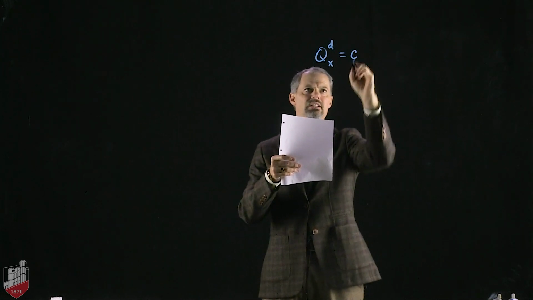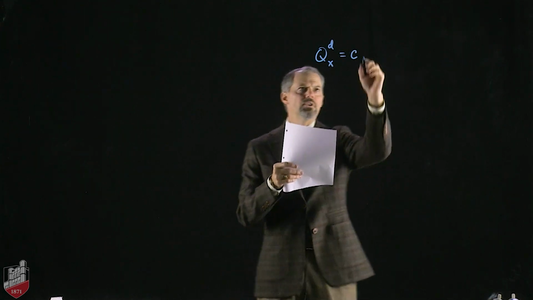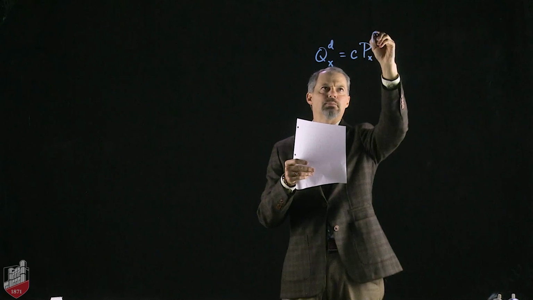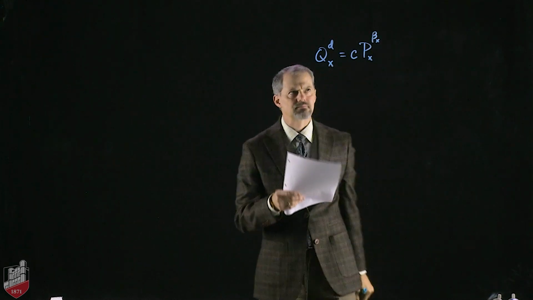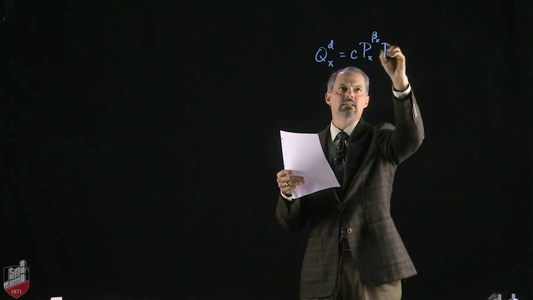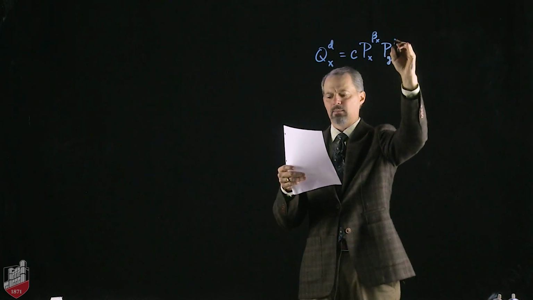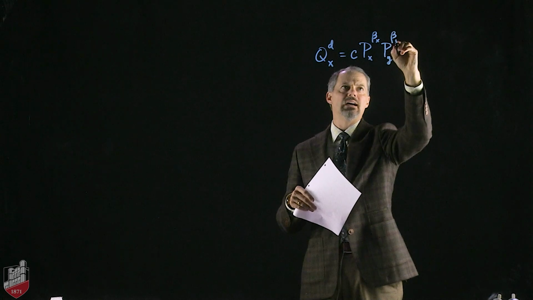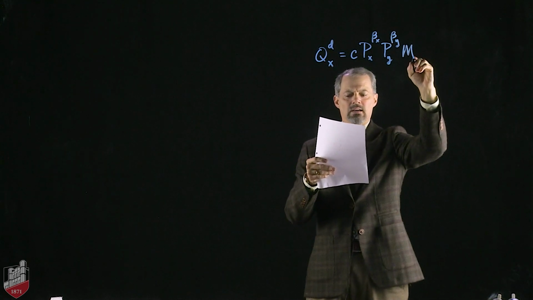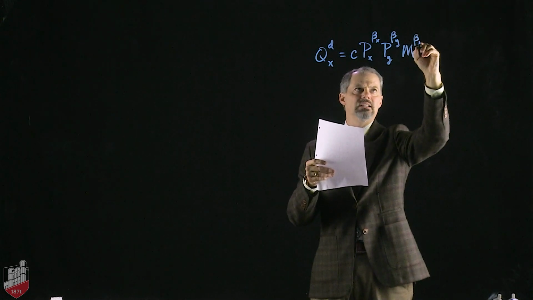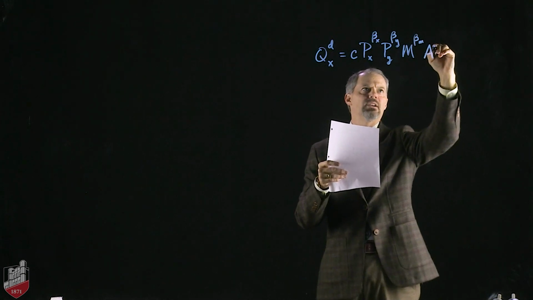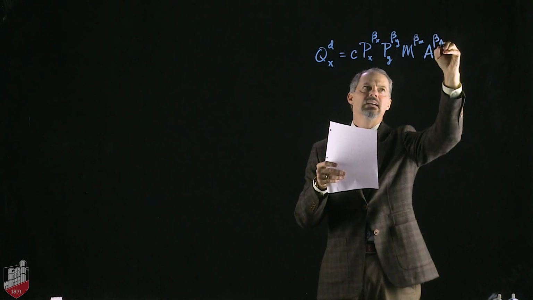I'm going to put C here. And then I'm going to multiply by the price of good X, but then I'm going to raise that to this power, beta X. You'll see why I'm doing that in a second. And then I'm going to write the price of good Y, and I'm going to raise that to beta Y. I'm going to multiply by income, and I'm going to raise that to the beta M power. And then I'm going to multiply by advertising, and I'm going to raise that to the beta A power.